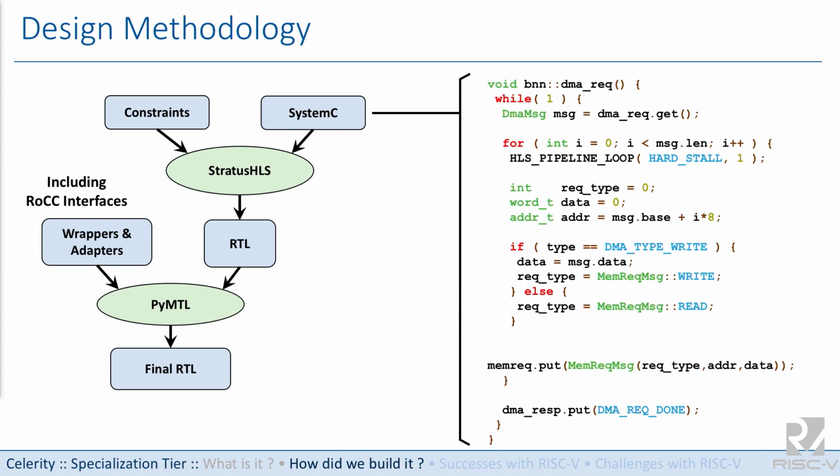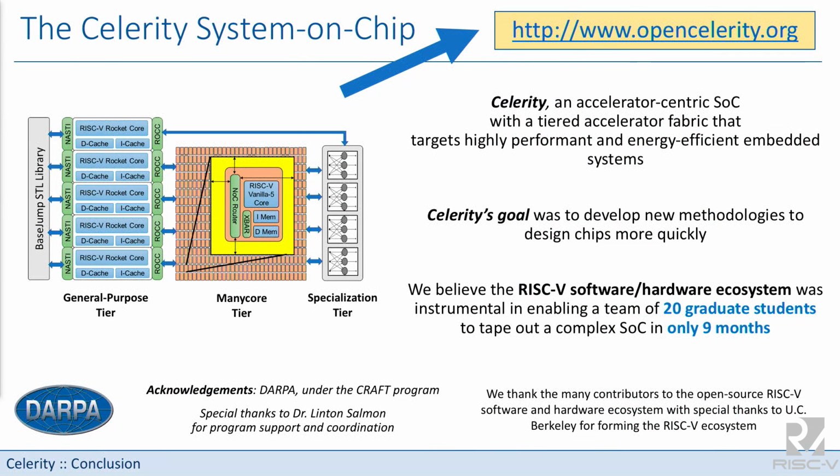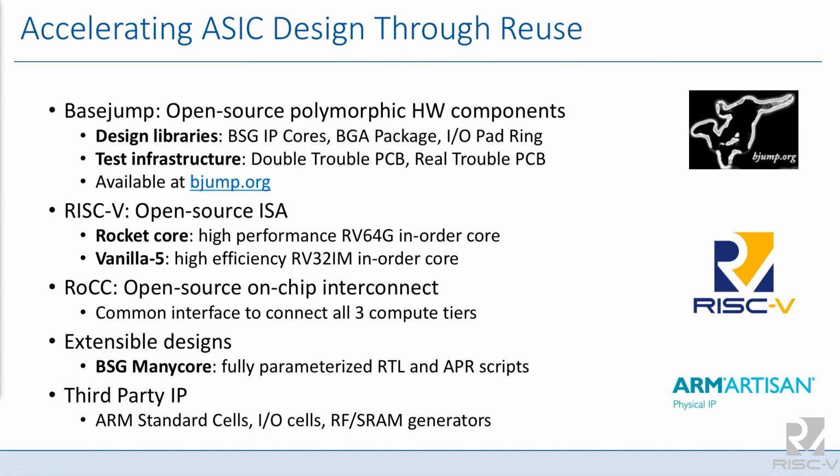Okay, so to generate this accelerator, we used HLS, high-level synthesis, and for generating algorithmic accelerators, this is a really nice way to crank out hardware fast. Okay, so all of the code for this chip is available at opencelerity.org. Now I'm going to talk about BaseJump.